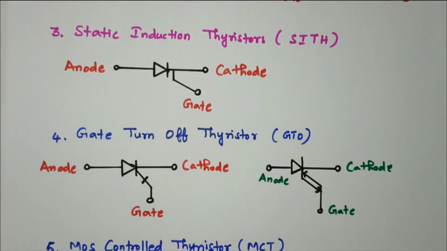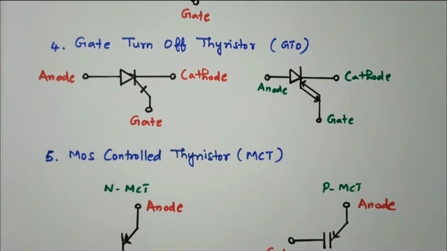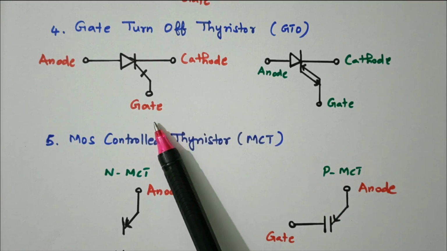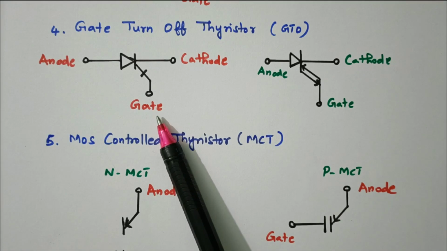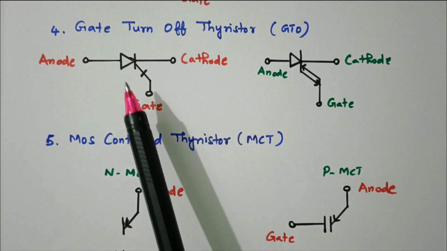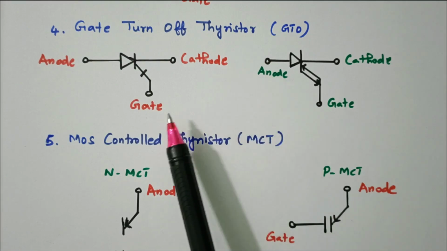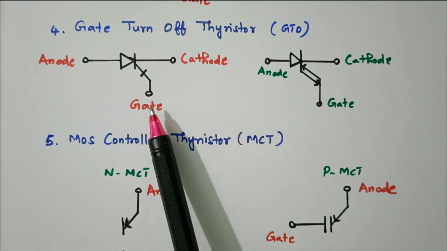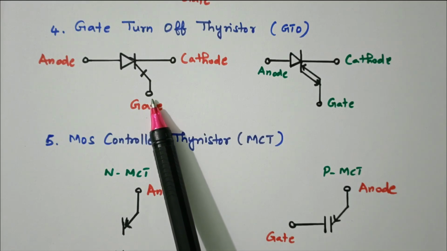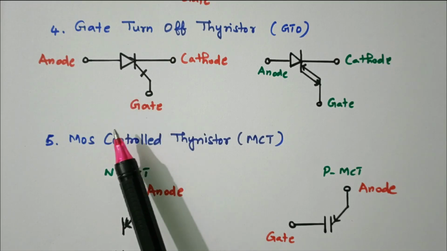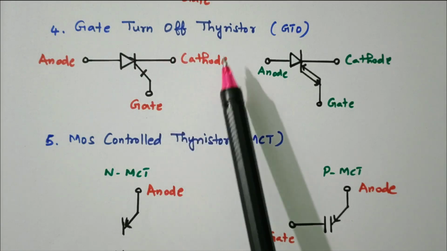Then the next one is the GTO, gate turn off thyristor. Normally the gate terminal is used to turn on the thyristor. For turn off purpose, a separate process is there called commutation. We cannot turn off automatically. Using commutation we can turn off. But in the gate turn off thyristor, both turn on and turn off are possible through the gate terminal. By applying the gate pulse, the thyristor will turn on. By removing the gate pulse, the thyristor will turn off. That's why it is called a gate turn off thyristor.